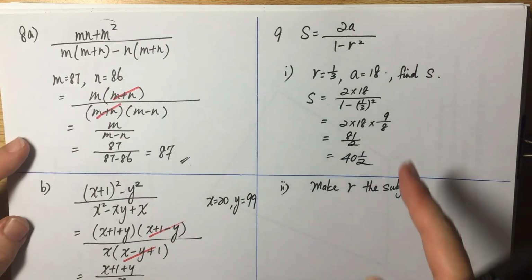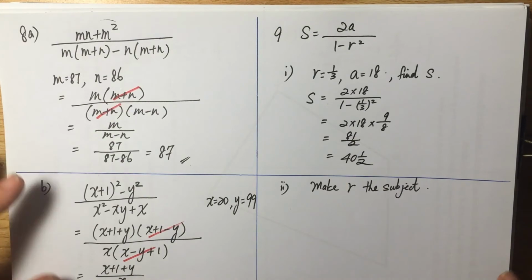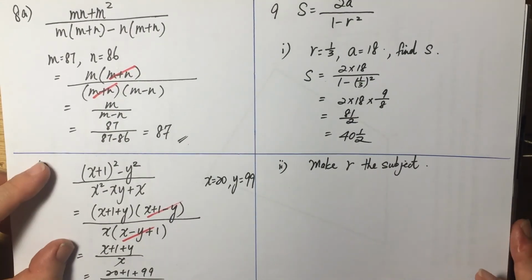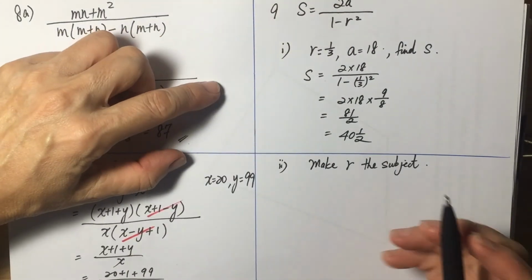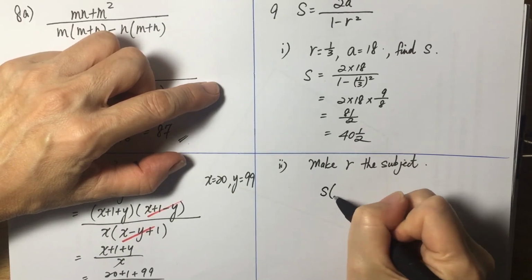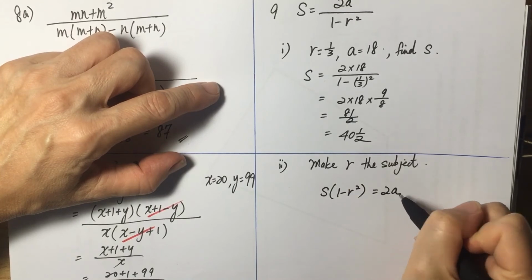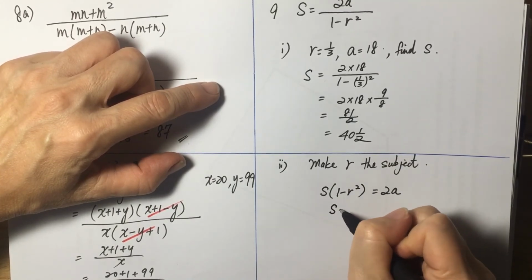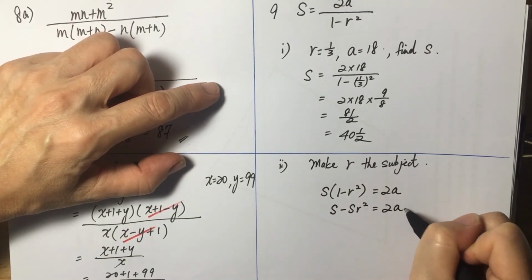Next one, getting the same one, but I'm going to make r the subject. Can you see the r is at the denominator here? So what I can do is cross multiply. I'm going to use s times 1 minus r squared equals 2a. So multiply this in, I have s minus sr squared equals 2a.